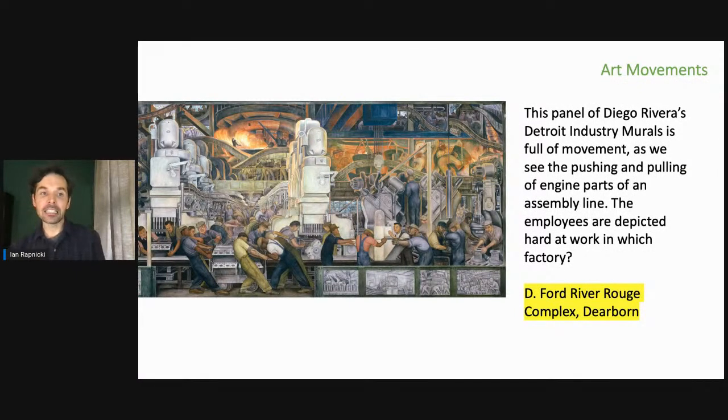When it was completed in 1928, the Rouge complex was the largest integrated factory in the world. In the summer of 1932, with Edsel Ford's support, the Mexican artist Diego Rivera was invited to study the facilities at the Rouge, and those studies informed his set of murals that we know as the Detroit Industry murals.